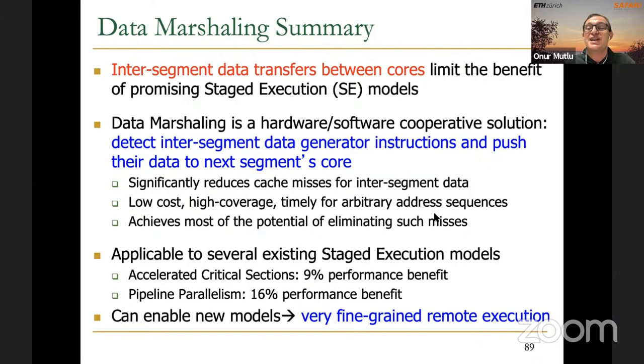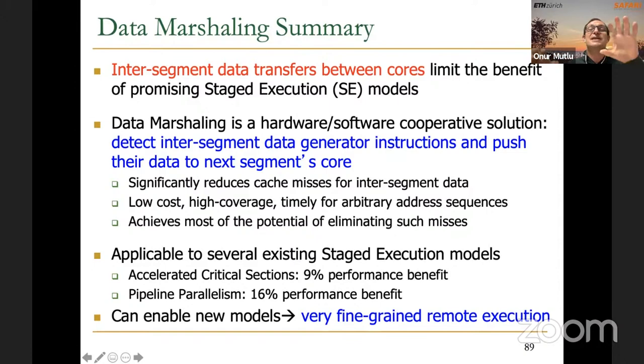Finer-grained parallelization is important. I think it's easier to do coarser-grained parallelization, right? So the models that we have today with accelerators are more coarse-grained. What you do is you have a CPU, you have a GPU, you offload the code from the CPU to the GPU, and I assume that the GPU will execute for hours. Okay, maybe minutes. Minutes is still very, very coarse-grained, right?